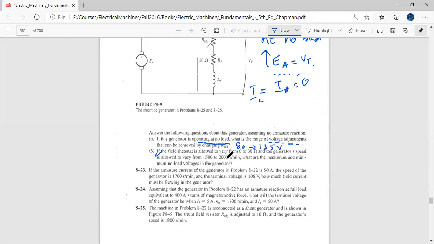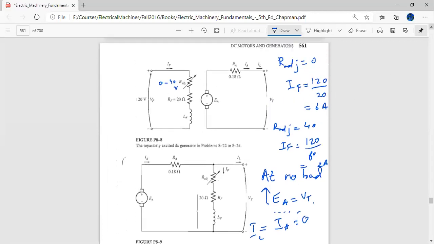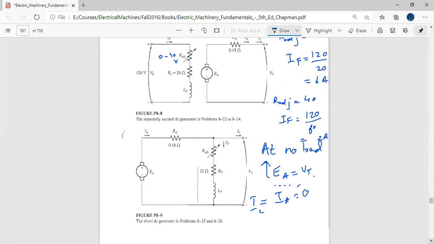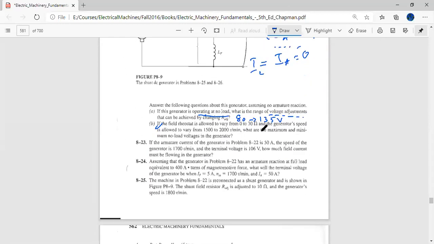If the field rheostat is allowed to vary from 0 to 30 ohms. So this is a different question. We are not varying it from 0 to 40. Now we are varying it from 0 to 30. Initially it was from 0 to 40. Okay, no problem. And the generator speed is allowed to vary from 1500 to 2000 rpm. What are the maximum and the minimum no load voltages?